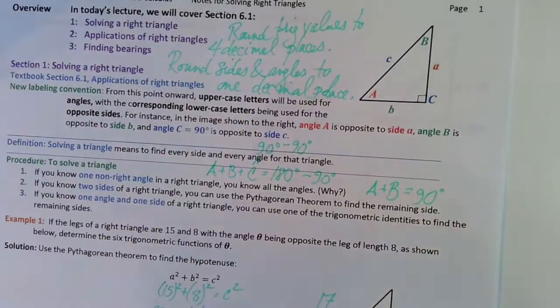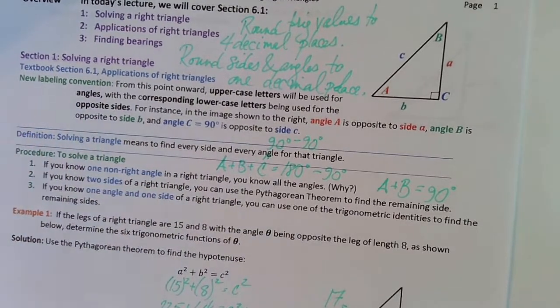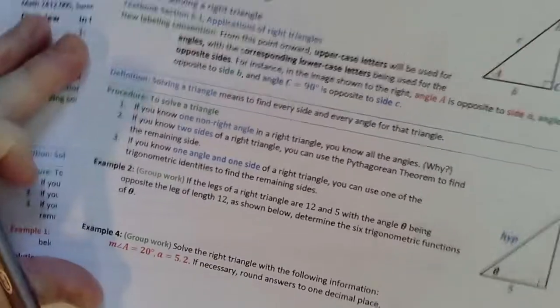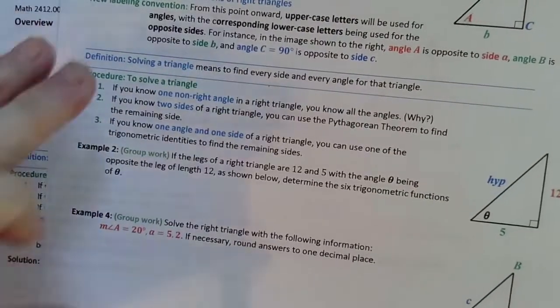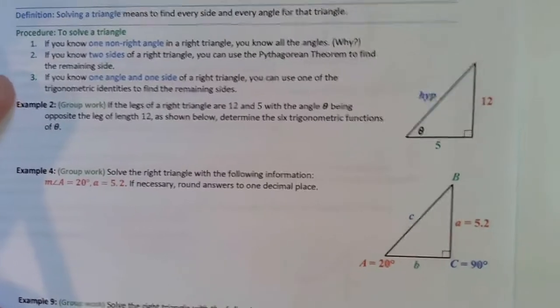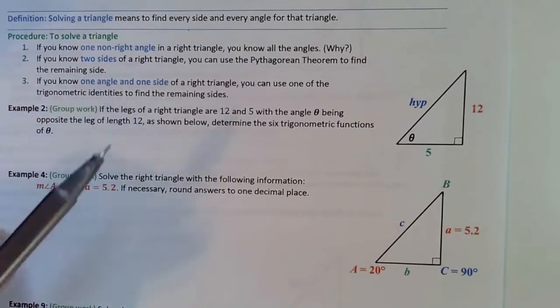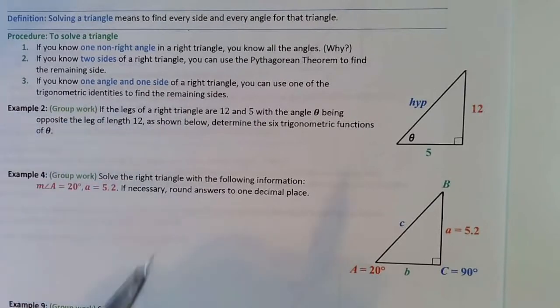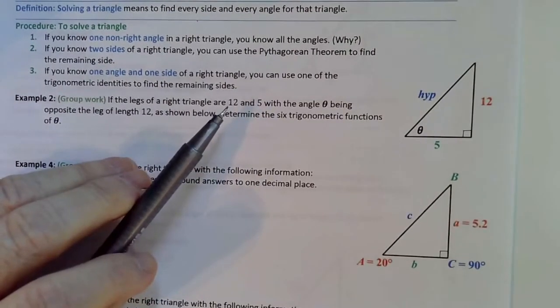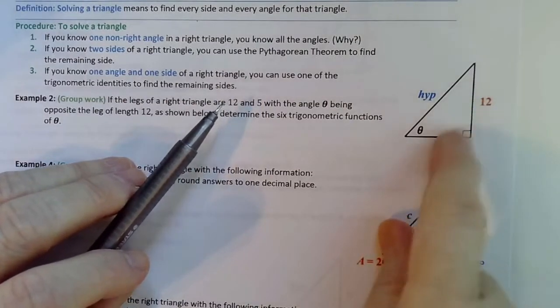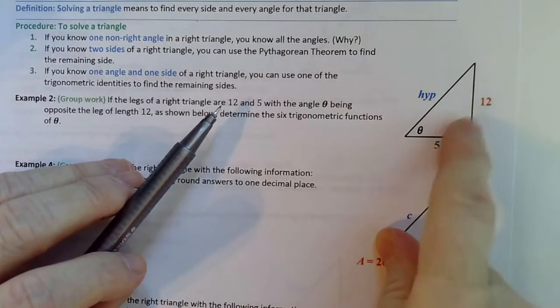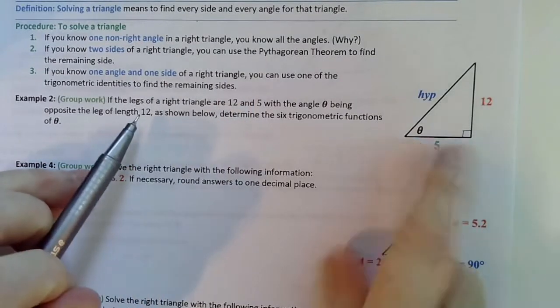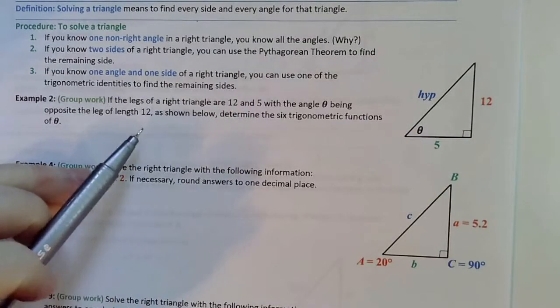Okay, great. Oh, I did something this time a little different. I made a separate document with group work. So the first two group problems are on the screen right now. There's the group problem. We have a triangle with legs of 12 and 5, where 12 is the side opposite theta, and we want to find all the trig functions for theta.